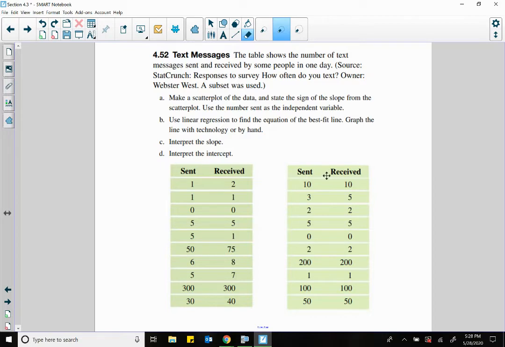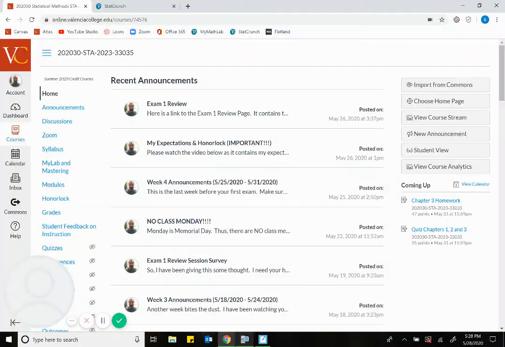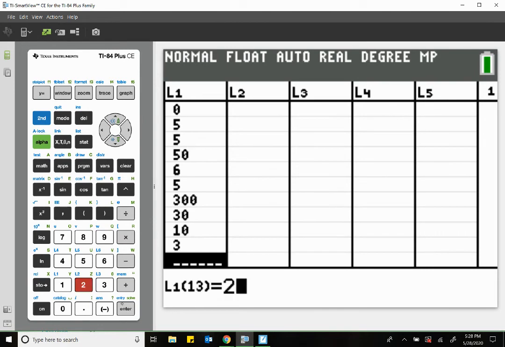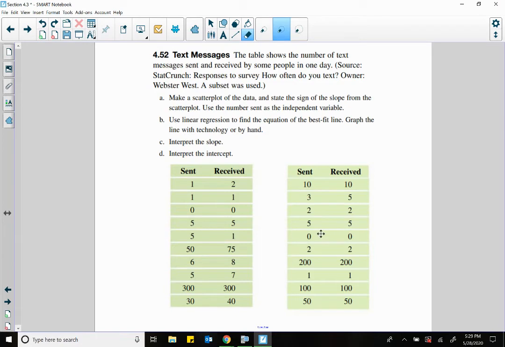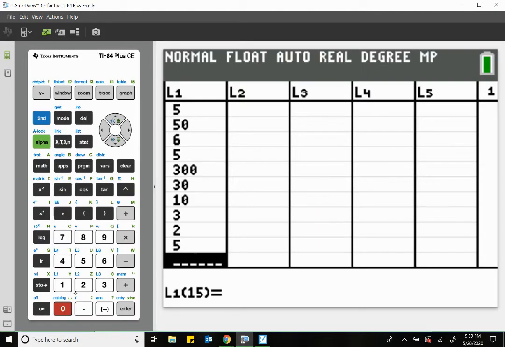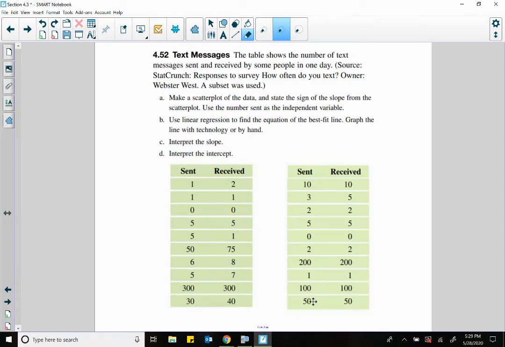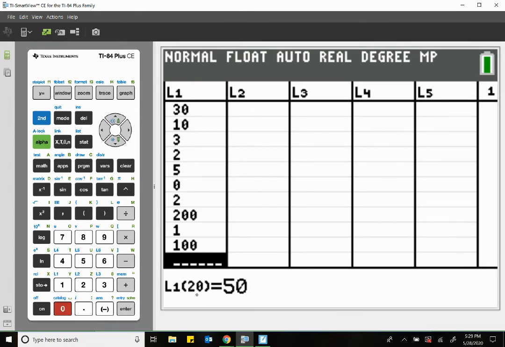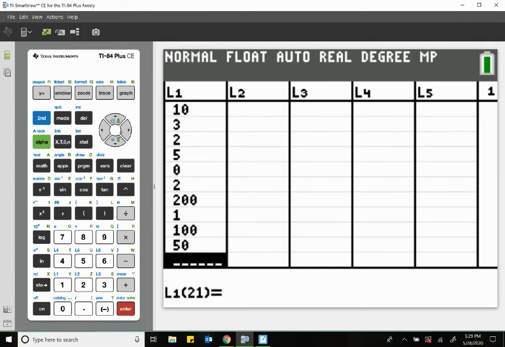Let's go to the next column. 10, 3, 2, 5. Then we have 0, 2, 0, 1, 201. And finally, 150. Notice that I'm on number 20, so I know that I've gotten everybody.